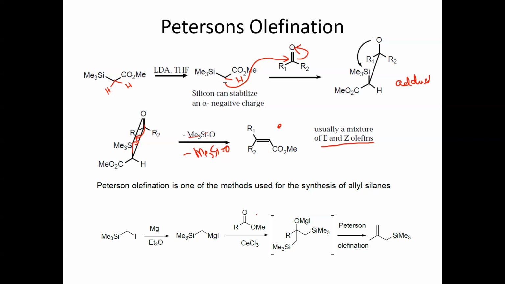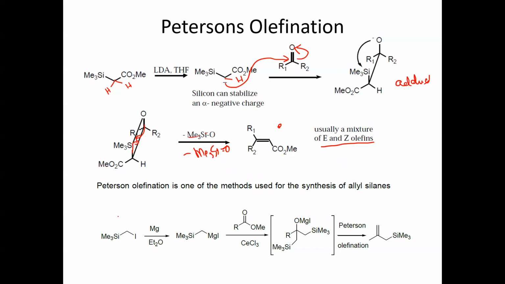So in Peterson's Olefination, we have got a trimethylsilane compound. In presence of base, it forms an enolate. That compound may attack a carbonyl compound. It's actually nucleophilic addition to the carbonyl. And later it forms a cyclic intermediate from where it undergoes elimination, just like that of the Wittig reaction. It undergoes elimination to form Me3SiO and it forms this alkene. And we get normally a mixture of E and Z olefins.